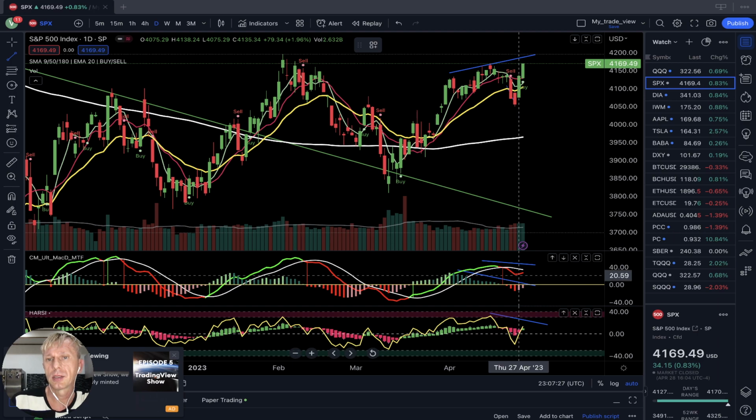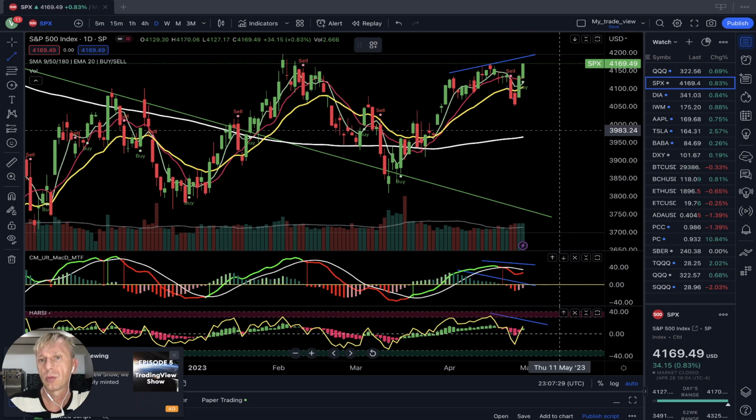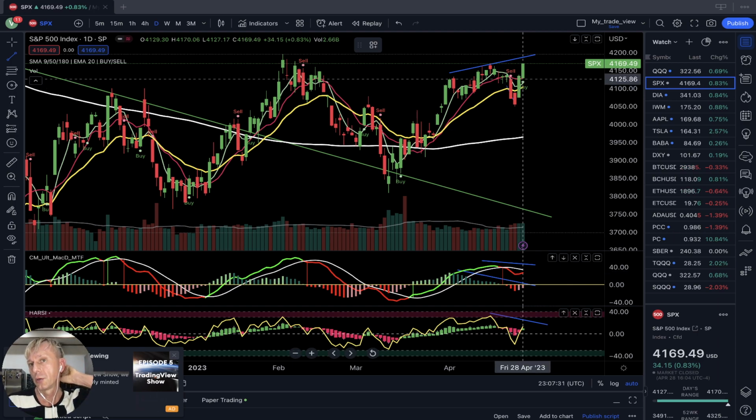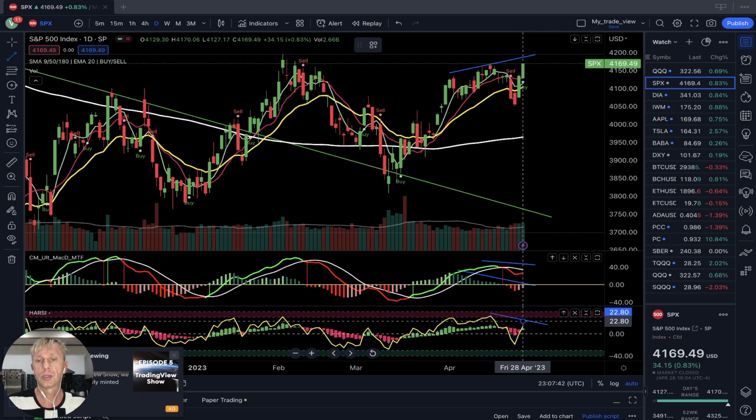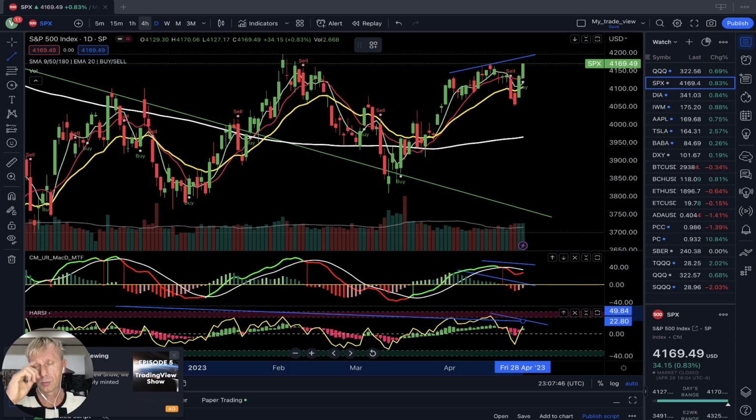MACD still red, still bearish. MA5 still below 10, still bearish. 2 green days, buy signal on its script. Fibonacci changed from red to green. Bullish but bearish divergences on all indicators, multiple bearish divergences. Let's move to 4 hours.